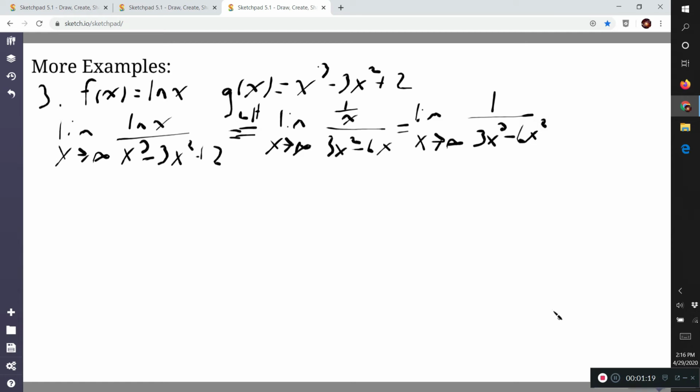Now, if you plug infinity in there, you get 1 over infinity, which is, of course, just 0. This means that the bottom function wins. So the bottom function has to be growing faster than the top function. So g of x is faster than f of x. All right, example 4.